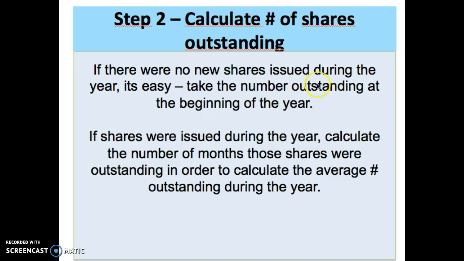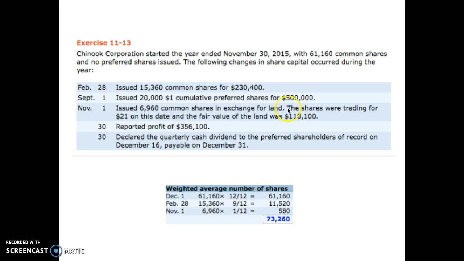Now, step 2 of the calculation is relatively straightforward. If there were no shares issued during the year, it's easy. Just take the number of shares outstanding at the beginning of the year, and I'm always referring to common shares because that's what the earnings per share calculation represents. If, however, you had shares that were issued during the year, you need to figure out how many of those shares were outstanding and for how many months in order to calculate an average number of shares outstanding during the year. So here we are, and we're going to calculate the number of common shares outstanding during the year.